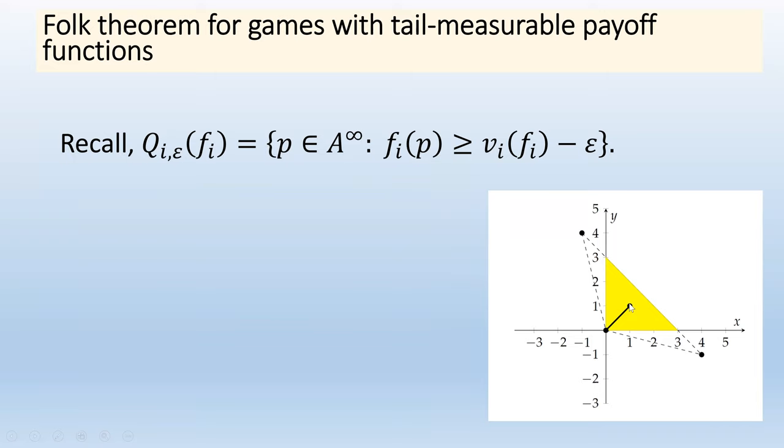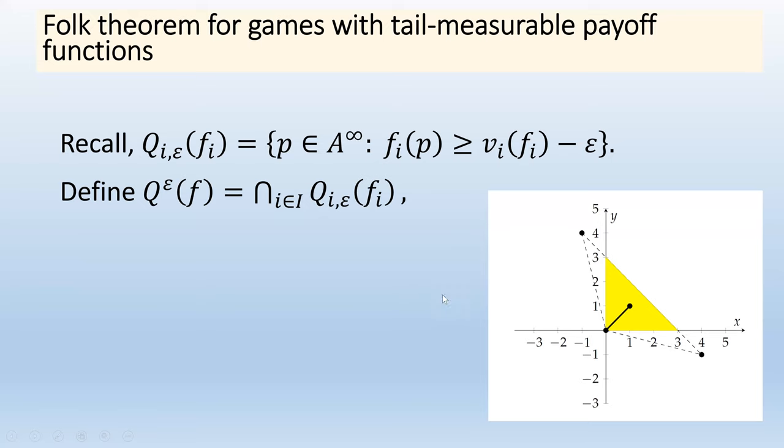0-0, 1-1, and sorry, I confused you. Before it was 0-0, 1-1 and 4, -1. This is for player 1. And now for player 2, 0-0, 1-1 and -1, 4. Q epsilon F is the intersection. So the intersection only leaves us with 0-0 and 1-1. These are the two feasible payoffs where each player gets at least their min max value.